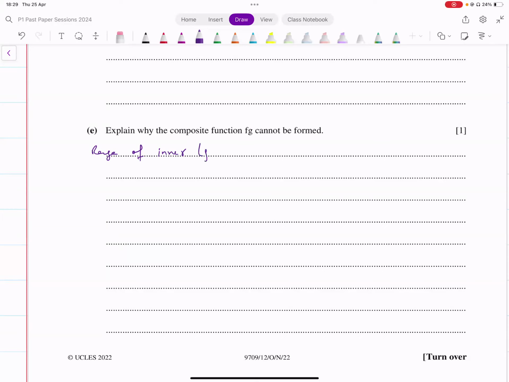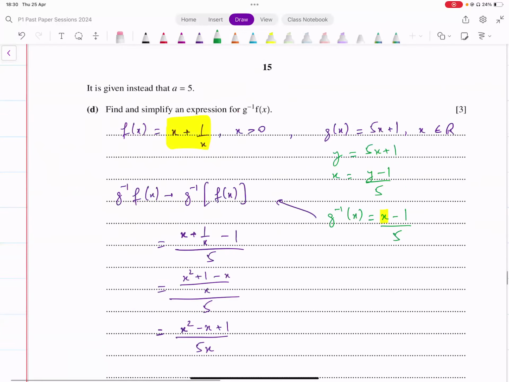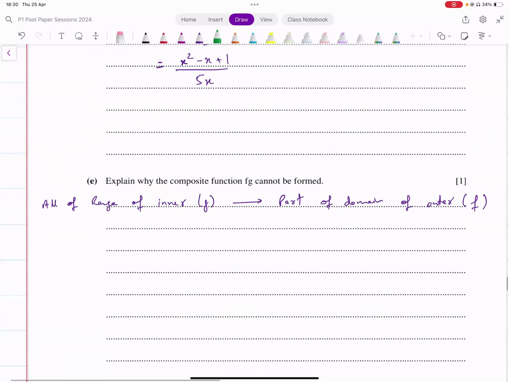When the range of the inner function is part of the domain of the outer function. In this case, since it's fg, the outer function is f. What's the range of the inner function? What's the range of the function g?